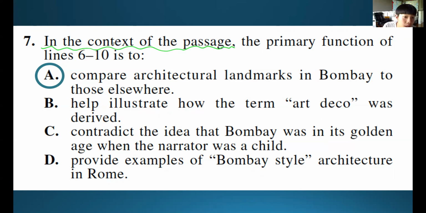But you have to say in the context of the passage, because that could serve a lot of other stuff. That could be bragging about Bombay-style architecture. D is a very tricky answer. Let me write trick here. D is a very tricky answer: provide examples of Bombay-style architecture in Rome, which is true, right? They are doing that, but that's not the main reason. If this were reversed, it'd be correct: provide examples of Rome-style architecture in Bombay, right? That's the more accurate statement.